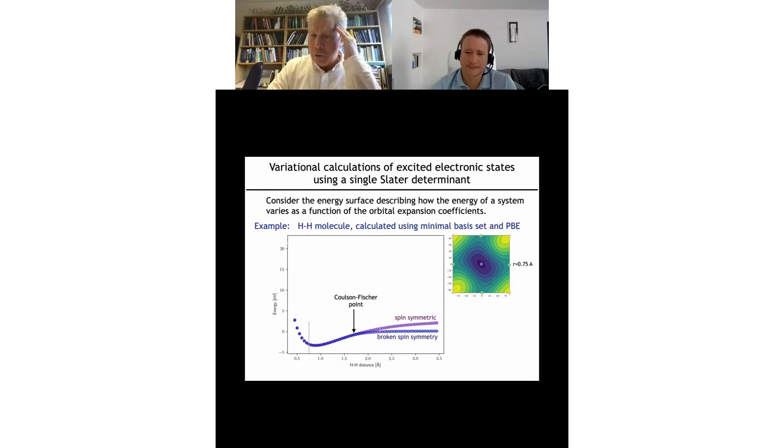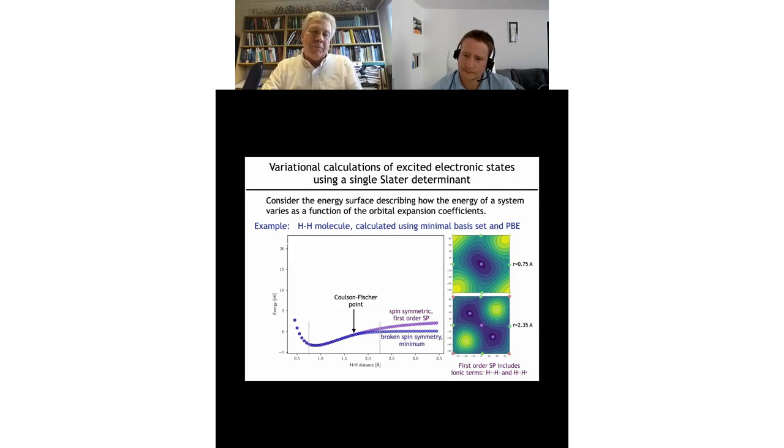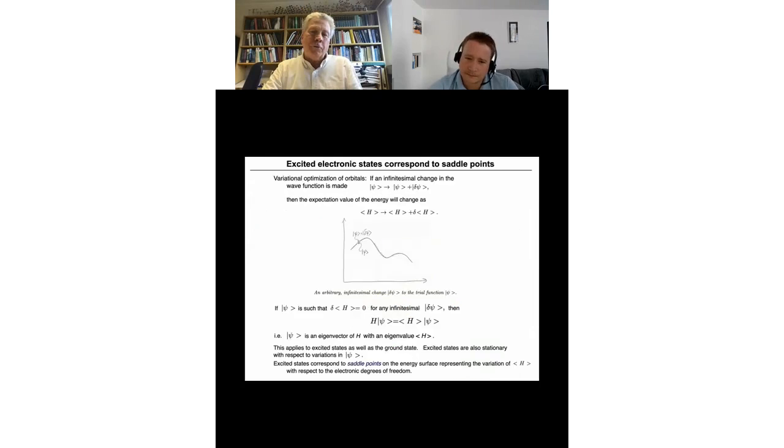Now, when you think about the electronic degrees of freedom, so saddle points on the energy surface as a function of the electronic degrees of freedom, that is the expansion coefficients of the wave function in terms of, let's say, an atomic basis set or something like that, excited states are actually saddle points. So one can use saddle point searches to find these things.